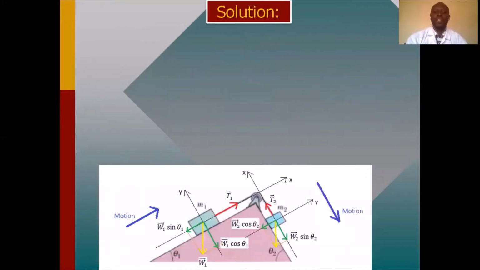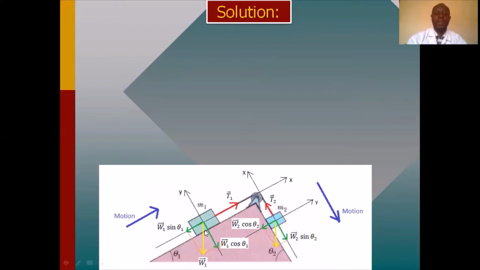So to solve this, we have to draw the diagram with all forces acting on the masses. So let's start with the first mass. For the mass 1, we have the weight. The weight of mass 1 is equivalent to m1 times acceleration due to gravity. This weight is always perpendicular to the horizontal.